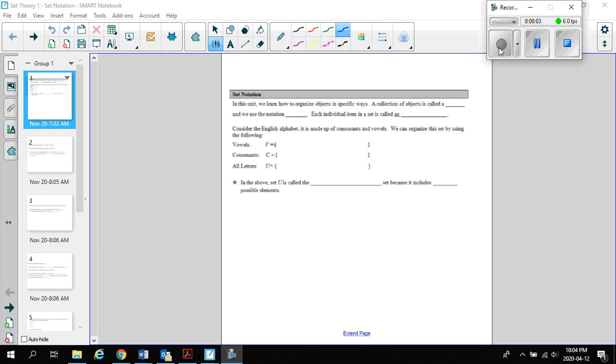Hi, Math 30s. This is your first lesson for set theory. What you hopefully have done already is printed off the booklet from D2L. It has, again, your blank notes that we'll be going through, as well as the practice questions that you'll need.